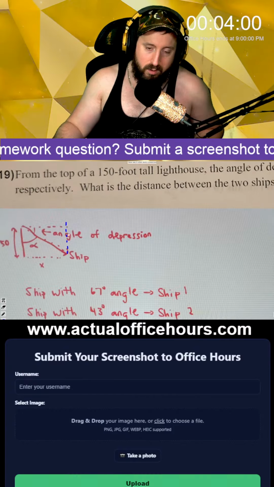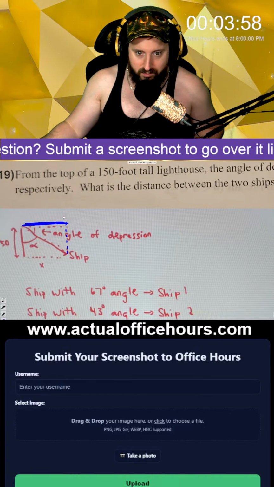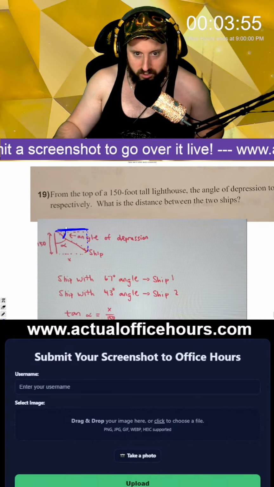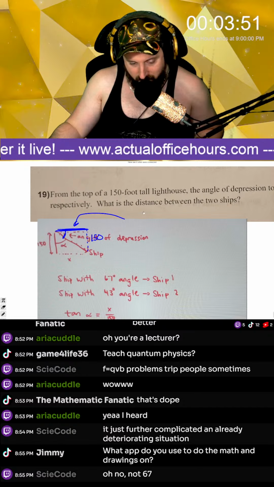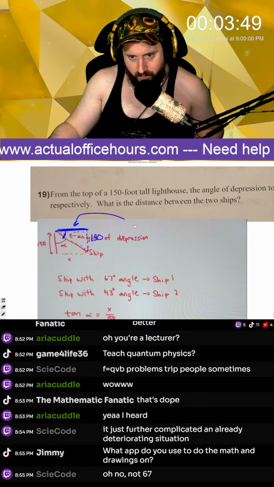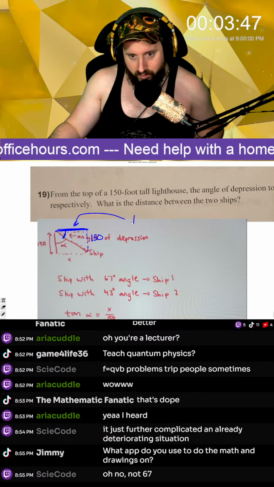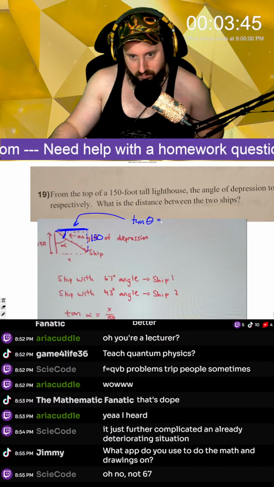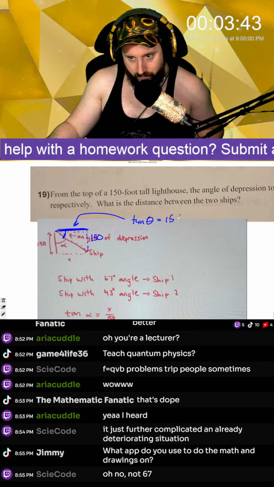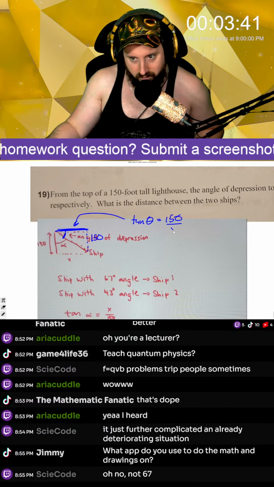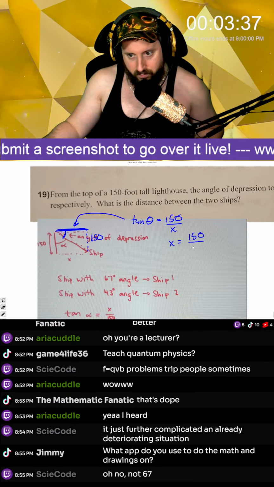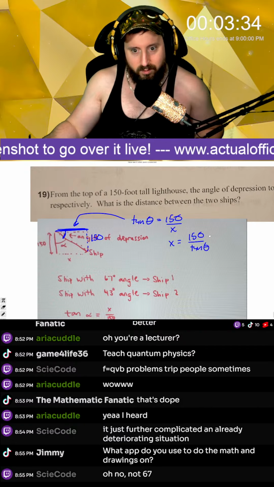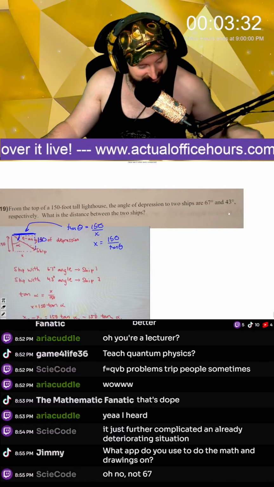So if you wanted to figure out this distance, and you know this is the angle of depression, and you know this here is 150, this is the same thing as, what is it, tangent of the angle of depression is equal to 150 over the x distance. So x would be equal to 150 over tangent of theta. Oh no, not 60. Oh, it is 67.